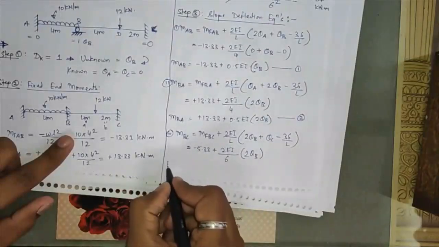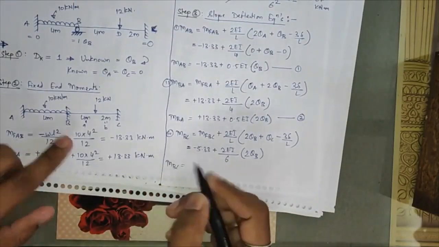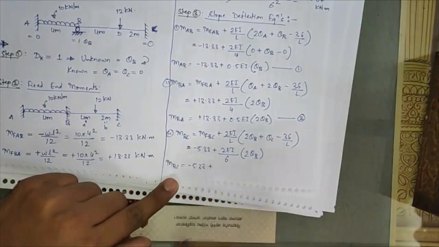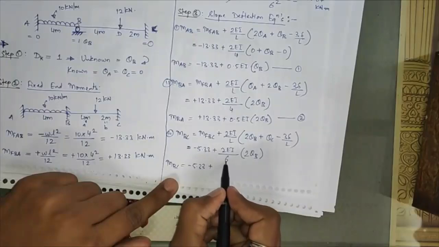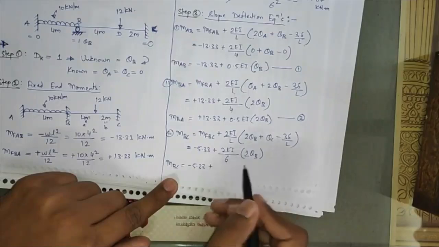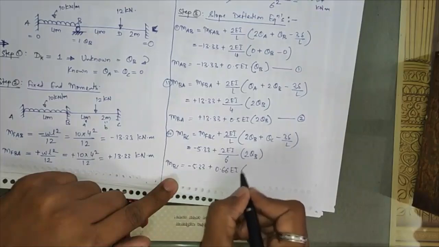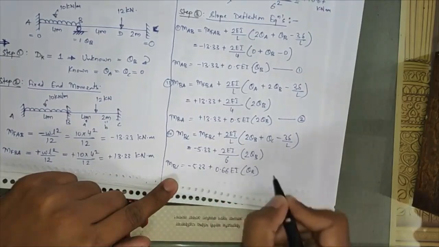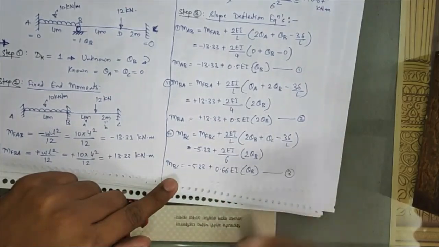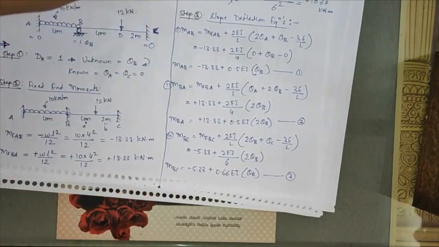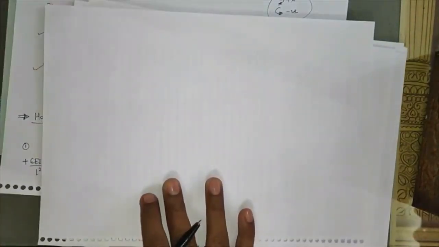Okay, so MBC, how much will you get? Minus 5.33 plus 2 by 6, that I will get as 0.33. 0.33 into 2, that I will get as 0.66 EI into theta B. This will be my equation number 3. Okay, now one more member is remaining, that we'll see here on the next page.